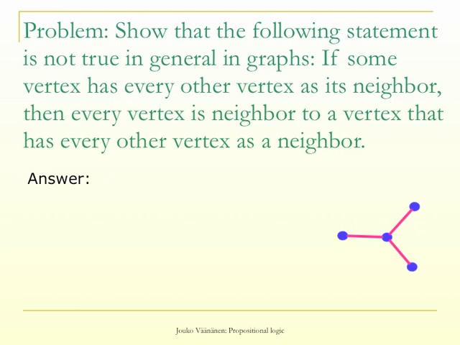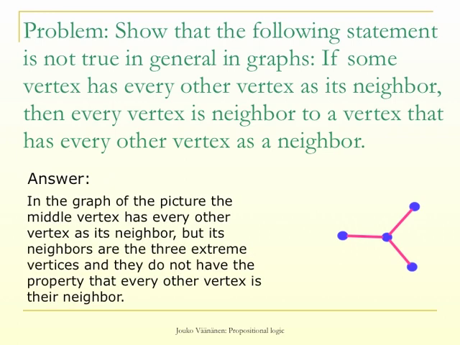Solution. We consider the graph of the picture. In the graph of the picture, the middle vertex has every other vertex as its neighbor, but its neighbors are the 3 extreme vertices, and they do not have the property that every other vertex is their neighbor. So this is the desired counterexample.